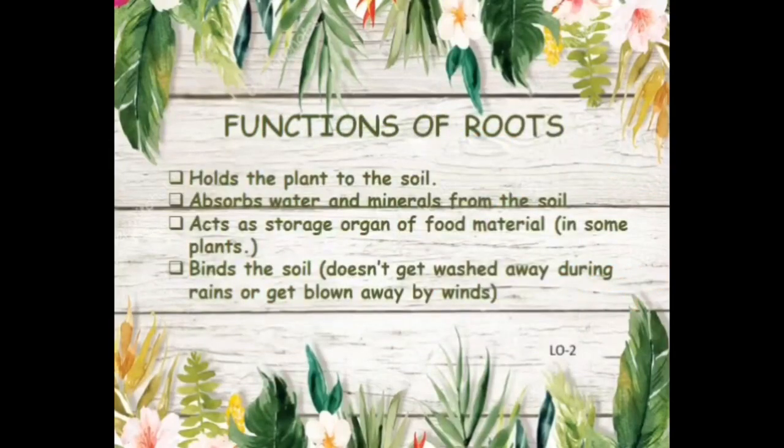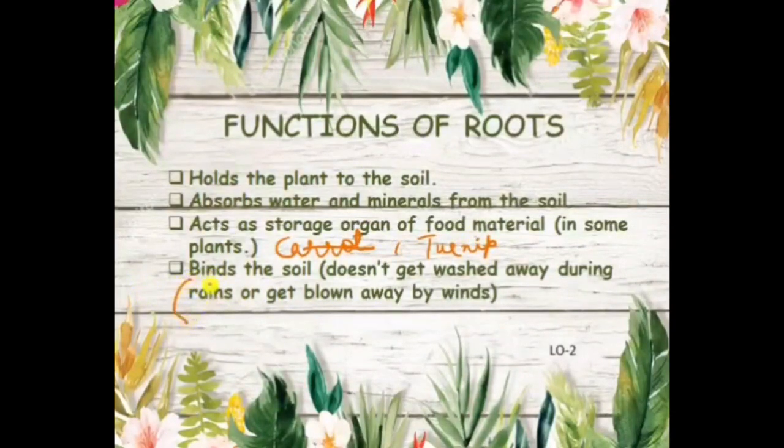So functions of the root, as we have already discussed, it holds the plant to the soil. It helps in absorbing water and mineral from the soil. Next, it acts as a storage organ. Basically, it stores food material in some plants, as I have already told, like carrot, turnip. It stores food, but not in all cases. In few. Next, it helps to bind the soil.